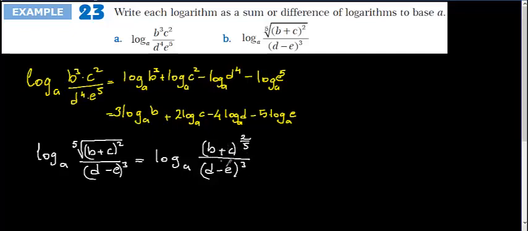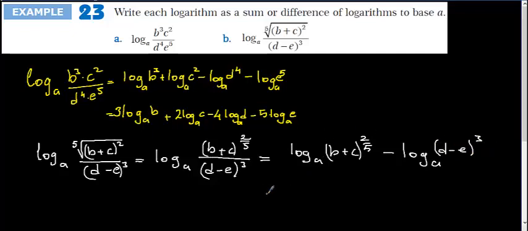Here we cannot separate this plus sign and minus sign. If there is multiplication between them, yes, but if there is addition and subtraction, we cannot separate. That's why it's going to be equal to logarithm base a of b plus c to the power of 2 over 5, minus logarithm base a of d minus e to the power of 3. If you want to write these powers in front of the logarithm, it's 2 over 5 times logarithm base a of b plus c, and 3 times logarithm base a of d minus e.